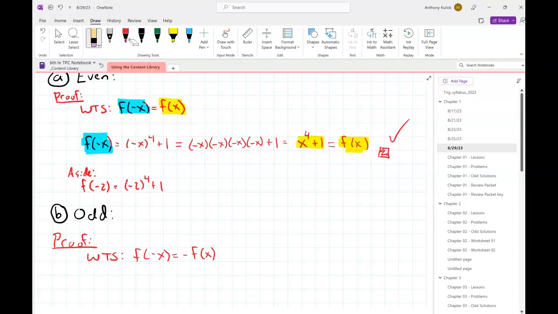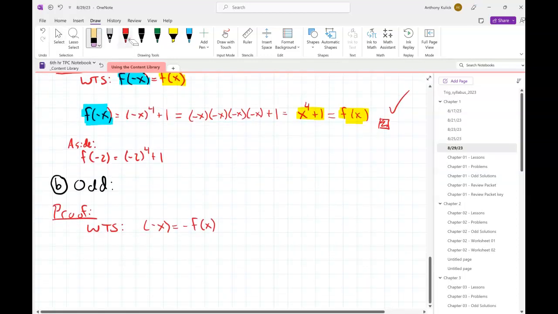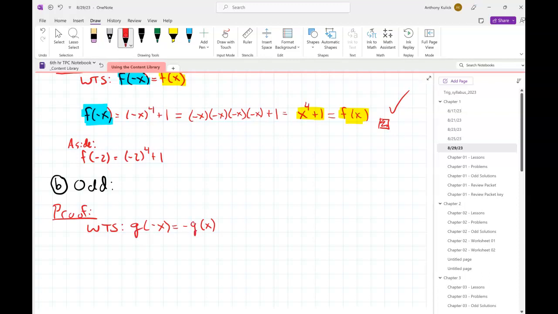Now instead of using f's here, what letter am I actually going to use? I'm going to use g here because that's what the problem says. So I'm going to say these are g's. Let's not get confusing, right? Because we used a different letter in the problem. Let's try to be consistent, Mr. Gulick. All right. Yeah. Okay, so we'll start the same way.